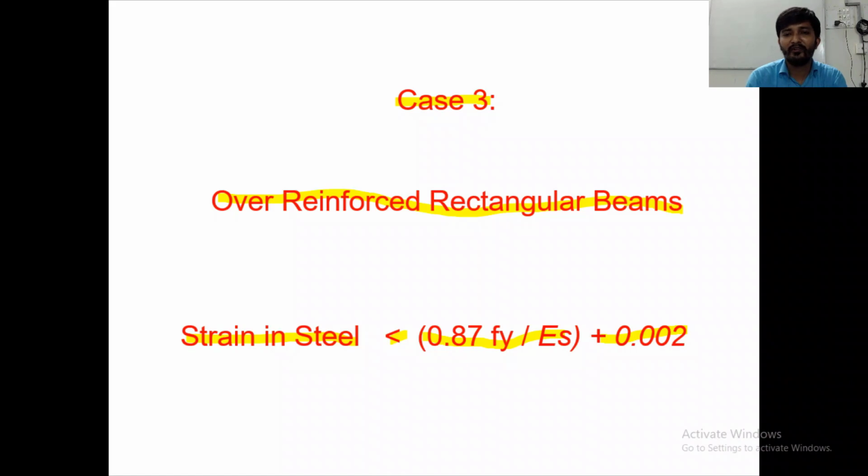Let us understand the logic of what is actually happening. In the first case, the strain in steel was greater than 0.87 Fy divided by Es plus 0.002. The meaning of that is that whatever tension force is coming at the bottom part of your beam, most of it is transferred to the steel members, not the concrete members. So strain in steel is greater than the strain value prescribed by the code, that is 0.87 Fy divided by Es plus 0.002. So case number 1 gives you the ductile behavior.